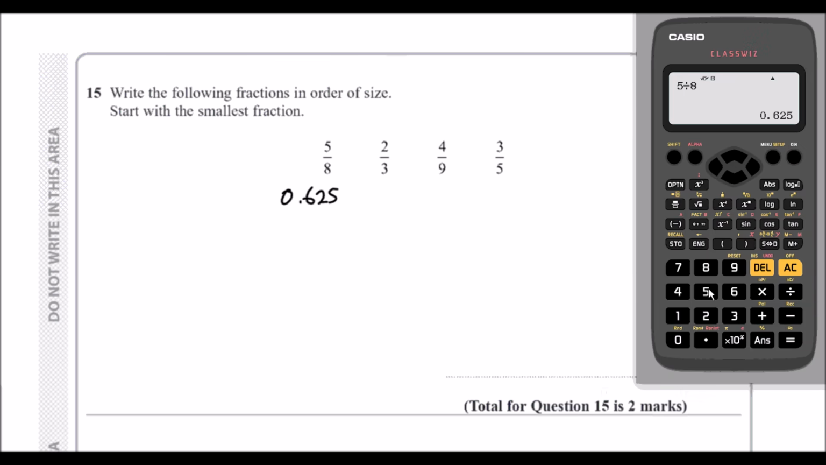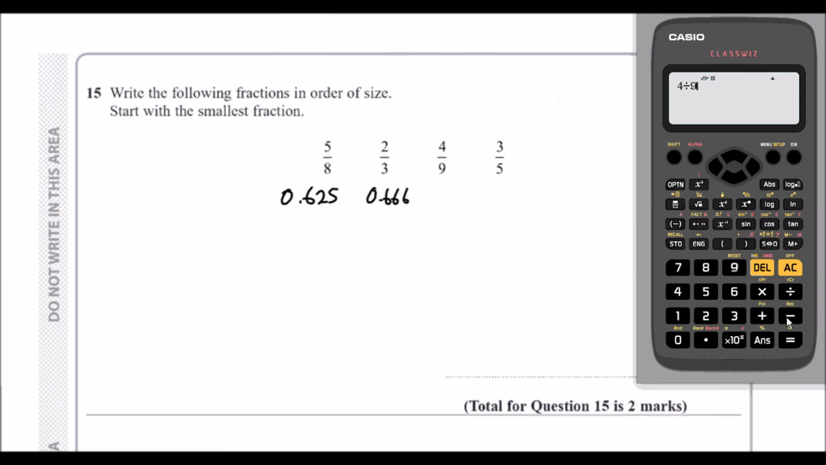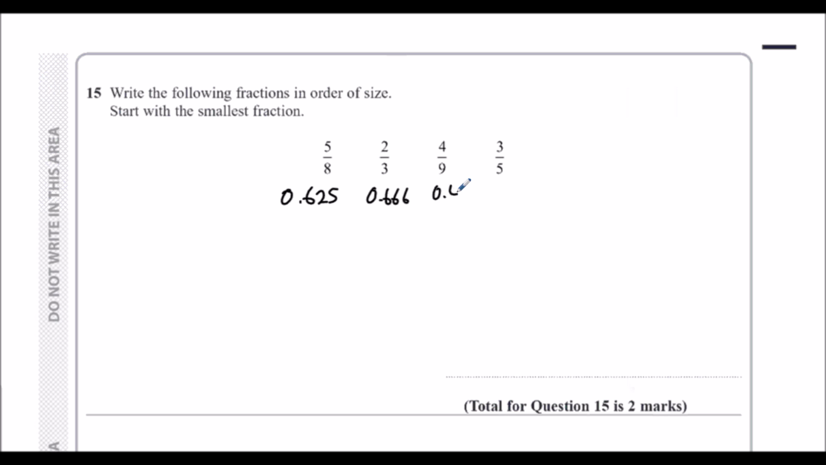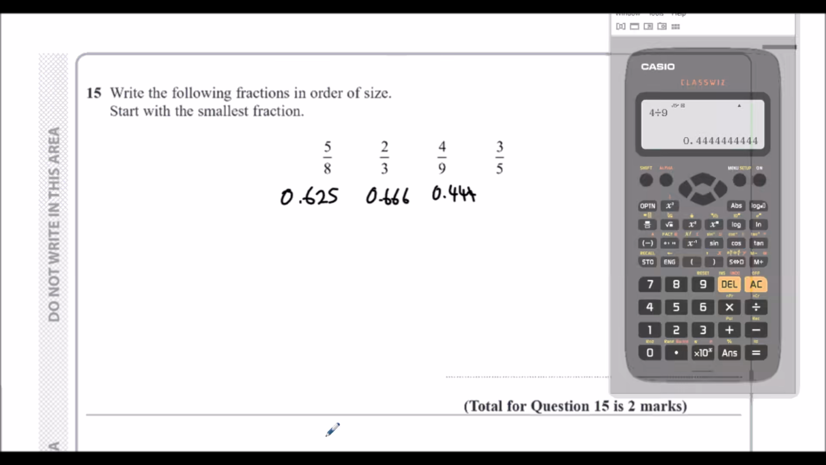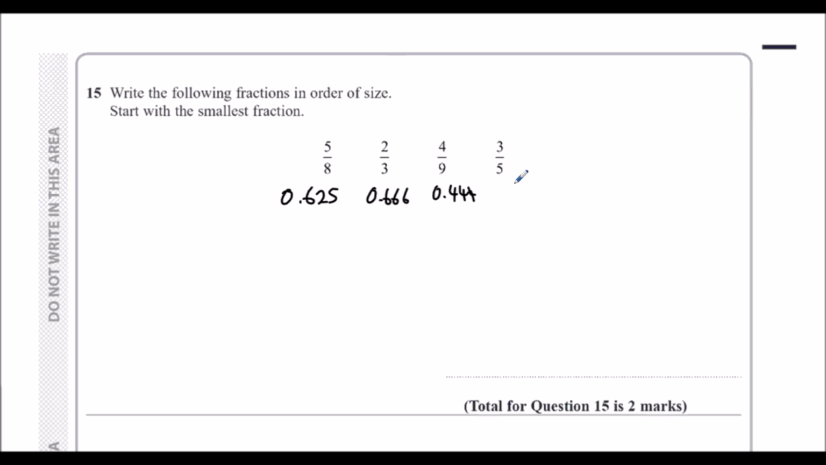2/3 is 0.6666 going on forever. So 2/3 is 0.6 recurring, or 0.66666, and so on. 4/9 is 0.4 going on forever, 0.4 recurring. And 3/5, that's 0.6. So 3/5 is 0.6. So start with the smallest one.